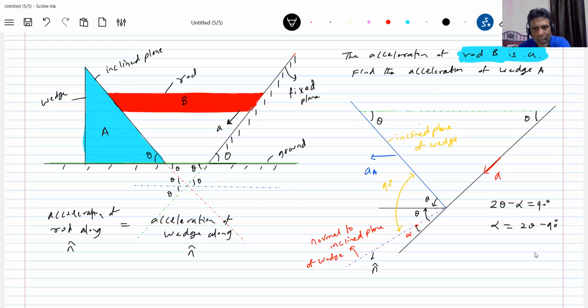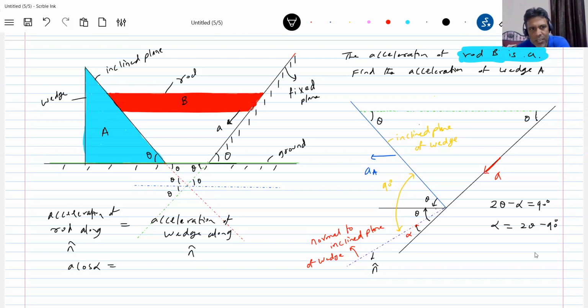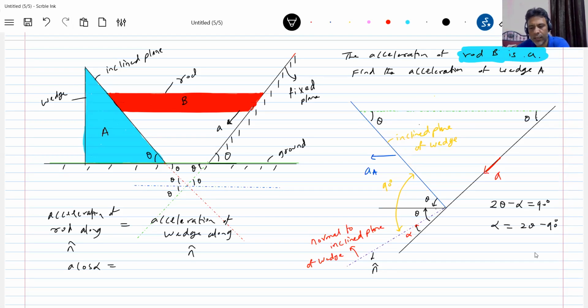No, acceleration of the rod along n cap. Acceleration of the rod is A, no? So along n cap should be how much? A cos alpha. No, acceleration of the wedge is how much? A, that one. So along this direction, how much it should be? Anybody? What shall I write? A cos theta minus alpha. No, A cos alpha is this one, no? A cos theta minus alpha.